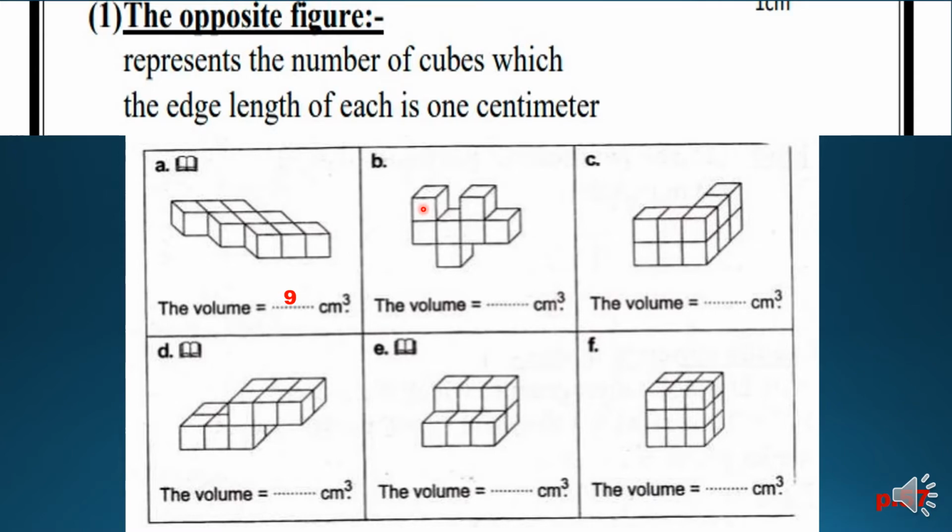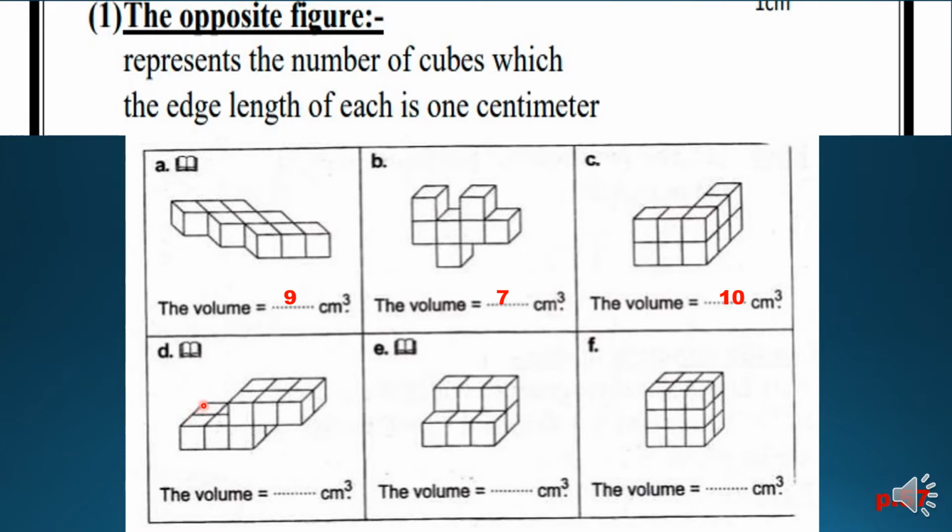Here I have 1, 2, 3, 4, 5, 6, 7. So the volume here is 7 centimeter cube. Here 1, 2, 3, 4, 5, 6, 7, 8, 9, 10. The volume is 10 centimeter cube.